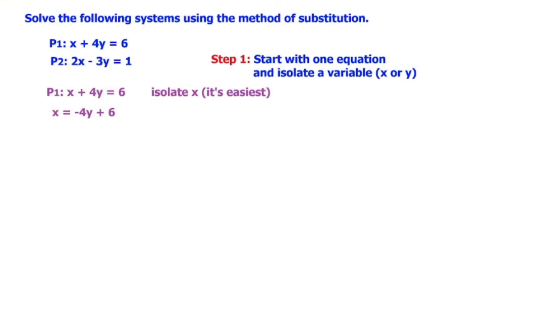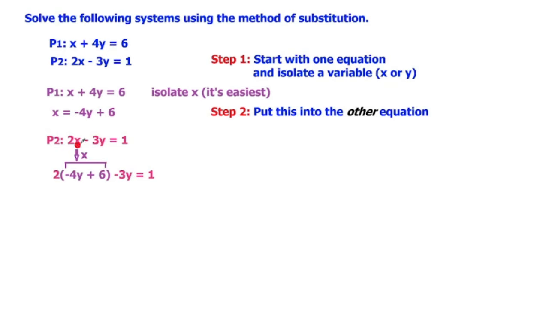Okay? So now step 2, put this into the other equation. So we're going to put this into this equation. How do we do that? Well, let's take this equation, P2, and here's x. And what we're going to do is, in that x, we're going to put this whole thing in there, because that's what x equals. x equals negative 4y plus 6. Okay? So let's just substitute that in.